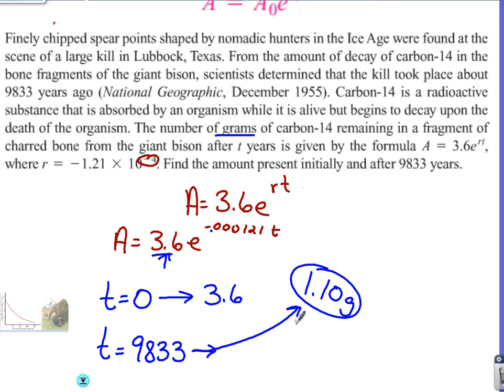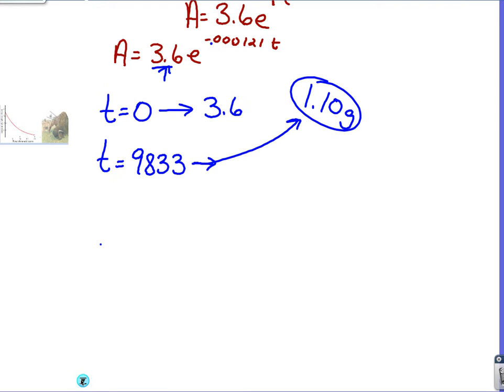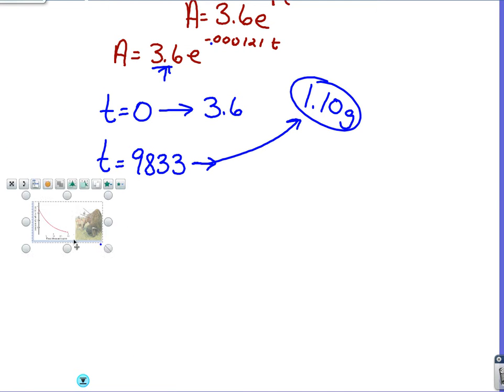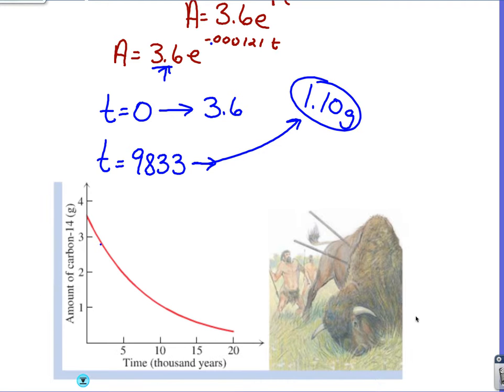So you went from 3.6. Now, question, I discussed half-life a while ago. Is that beyond its half-life? Here's the graph of what we just did. You can kind of tell what the half-life is by looking at this graph. There's the bison that got killed. Hate that. So we started with 3.6, and its half-life was when it hit about 1.8. This is in thousands of years. So I'm looking at about 6,000 years would probably be its half-life. So yeah, 9,833 years is beyond that half-life. Okay. Any questions?